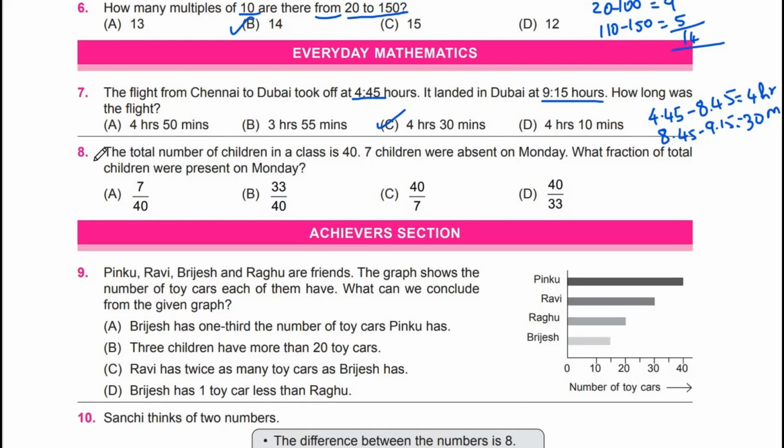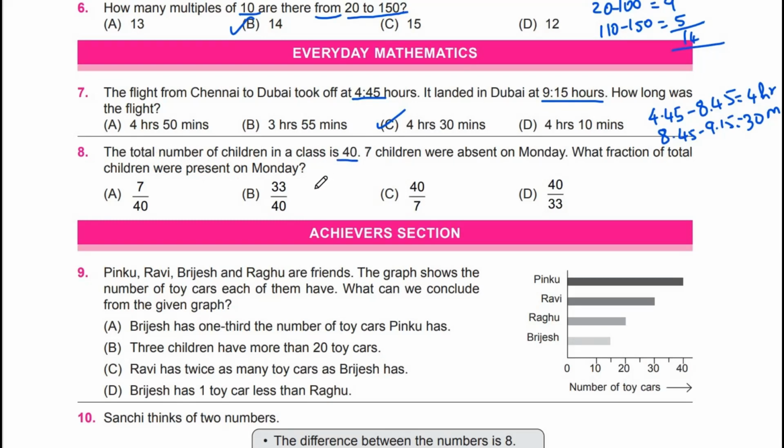So now let's see the 8th question for today. The total number of children in a class is 40. 7 children were absent on Monday. What fraction of total children were present on Monday? So the total number of students in the class are 40.